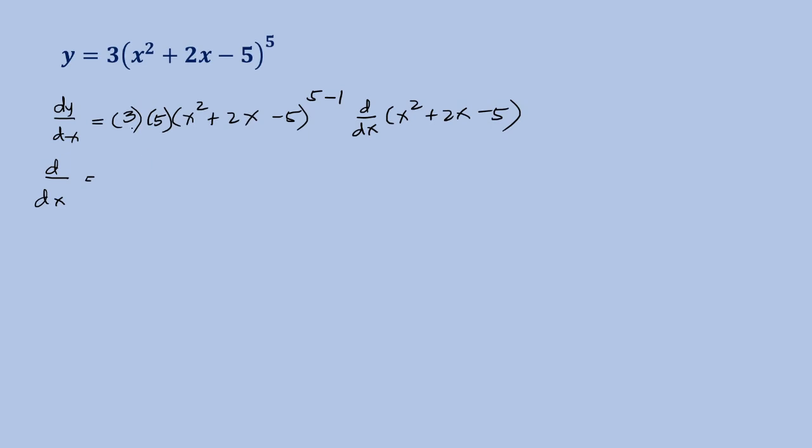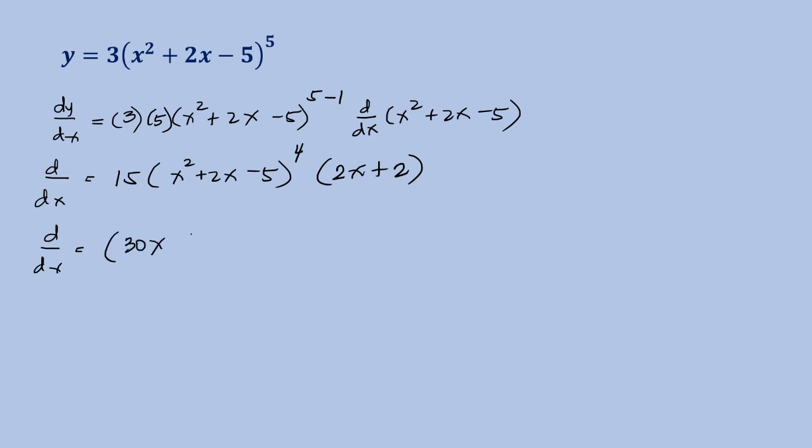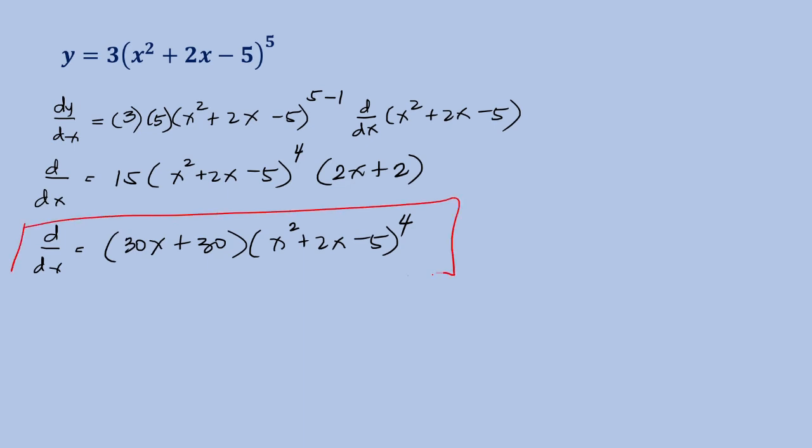To continue, 3 times 5 is 15. And then we have x squared plus 2x minus 5 raised to 4. And the derivative of the inside function is 2x plus 2. To simplify, we can multiply 15 to this binomial. So we have 15 times 2x is 30x, and then 15 times 2, that would be 30. And then times the fourth power of x squared plus 2x minus 5. So this is now the derivative for this example.